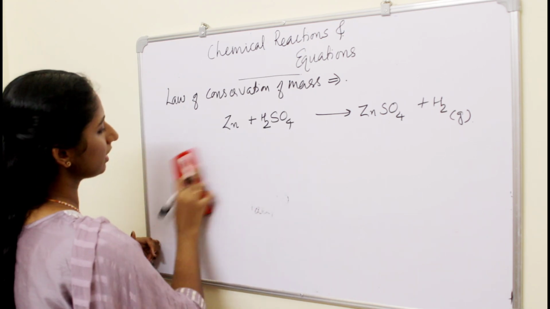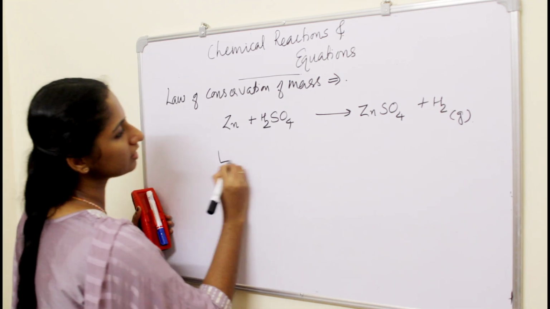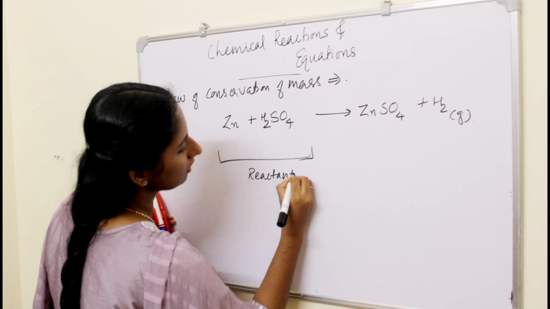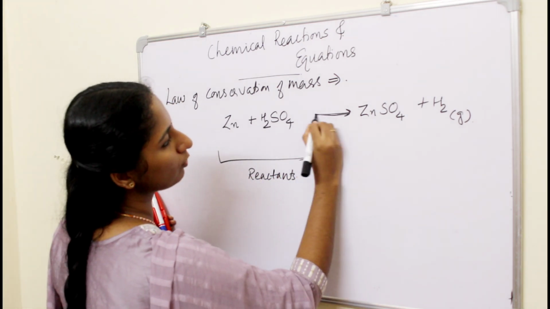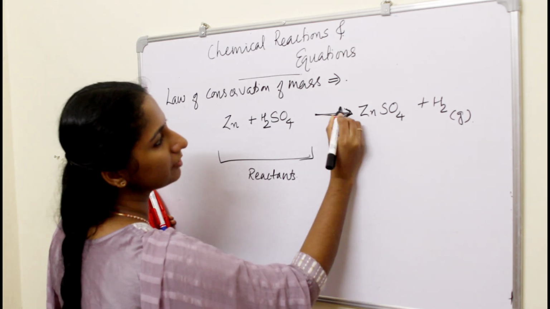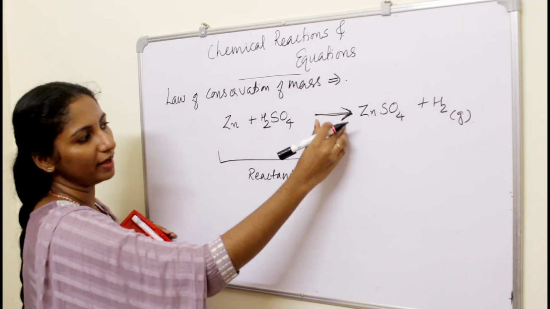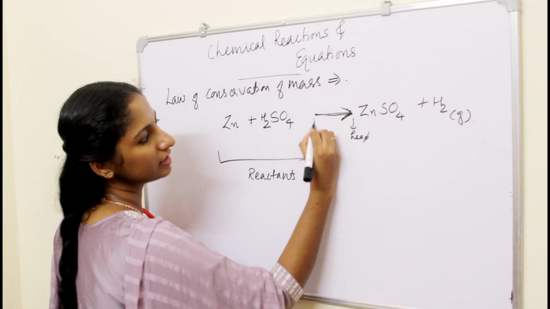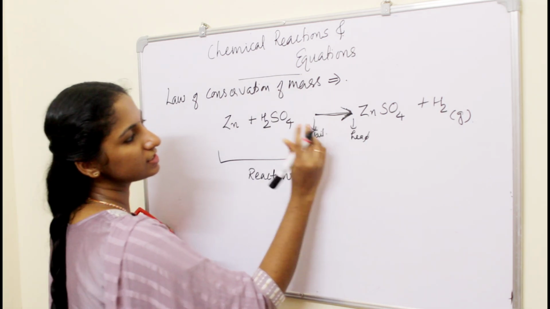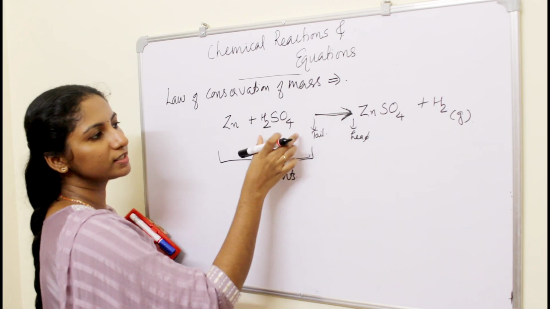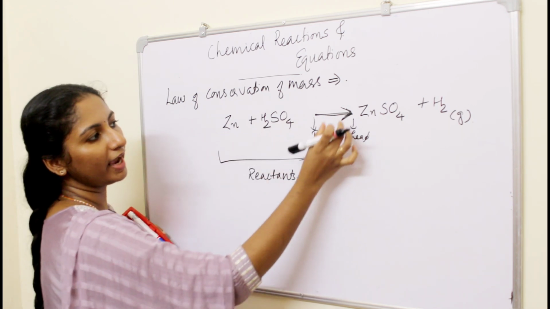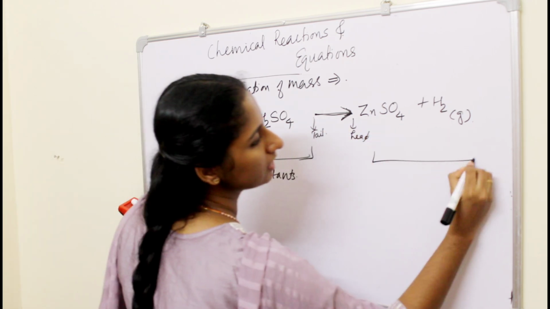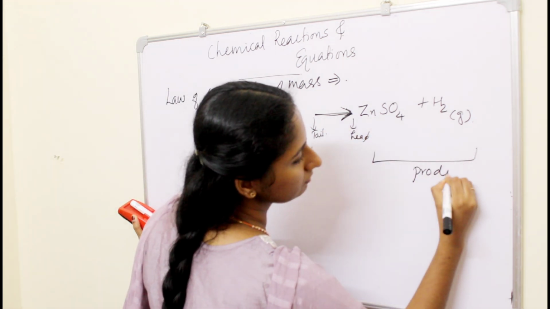So these are the reactants. When we take this arrow mark, this is the head and this is the tail. The tail will direct towards the reactant side and the head will point towards the product side. These are the products.